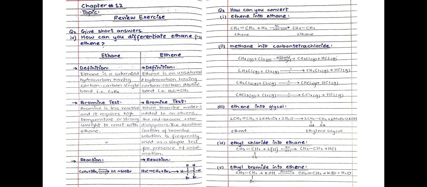The last point, ethyl bromide into ethene. Here we have ethyl bromide and it should react with alcoholic KOH. We can use sodium hydroxide, but here we are using potassium hydroxide. As a result, we get an elimination reaction. We get ethene plus KBr plus water. This is the last part of question number 3.